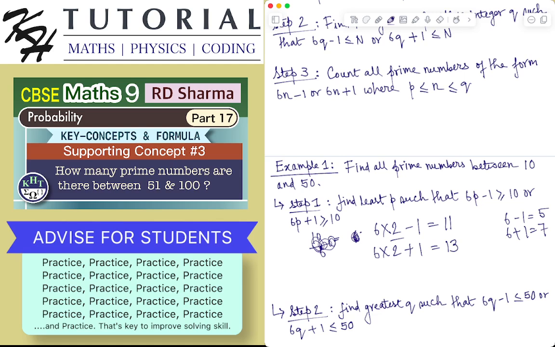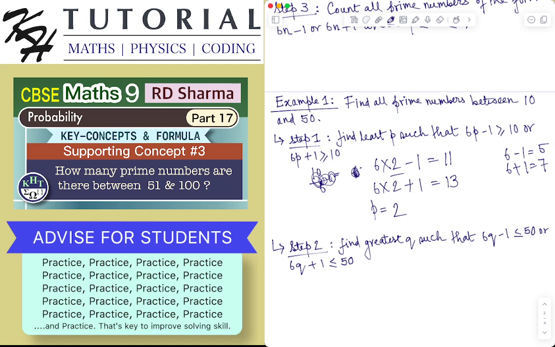The P has to be the least such that 6 into P minus 1 is greater than or equal to 10. In this case, 6 into 2 minus 1 is 11, which is greater than 10, and also 6 into 2 plus 1 is 13, which is also greater than 10, and P is the least. So P is 2. For small numbers, these M and N will be relatively small numbers, maximum 3-digit numbers. So you can mentally or orally find out the values of P and Q.